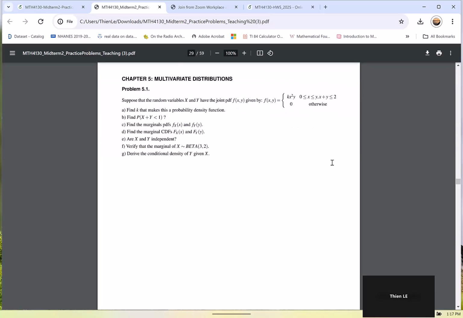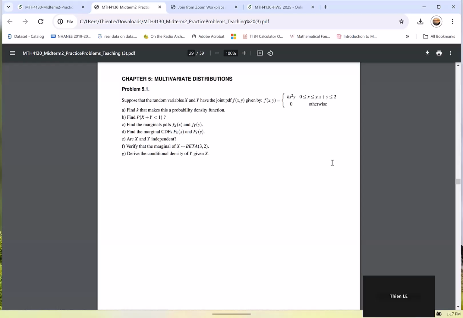So now we're going to move to chapter 5 about multivariate distributions. The first problem: we have random variables x and y with a joint PDF given in this fashion. The support domain is 0 less than x less than y and x plus y less than 2, with k x squared y. So k here is not specified yet. There are 7 questions. Find k to make a valid PDF. Find the probability x plus y less than 1. The marginal PDF and CDF. And check if x and y are independent.